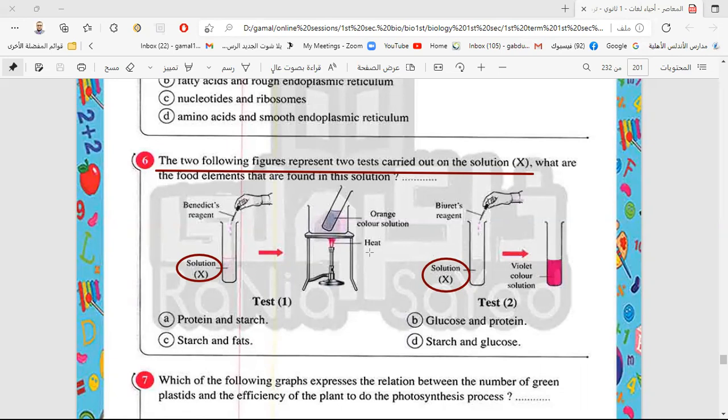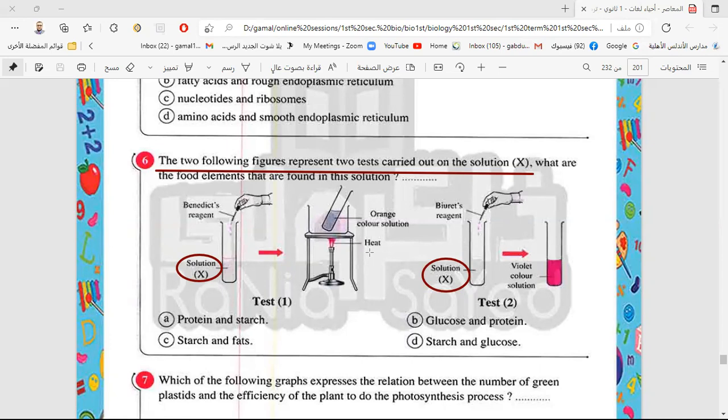You remember? Benedict is used to test for monosaccharides. Okay? So when it gave a positive result, its color changed into orange. When you have monosaccharide in the solution, the color of the Benedict changes into orange. The violet color of the Benedict changes into orange. And if you don't have sugar, it's still violet as it is. Its color doesn't change.